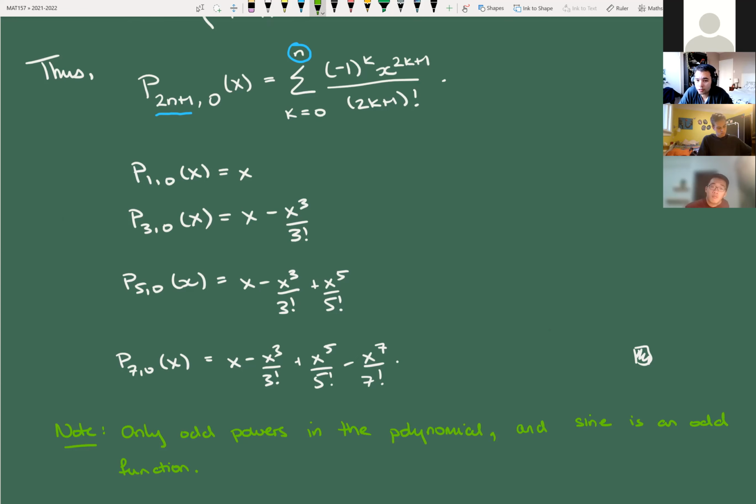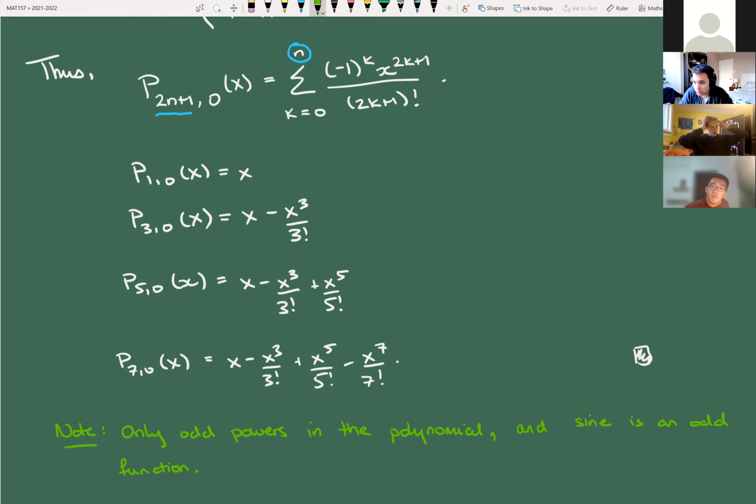So if you try cosine, you imagine cosine is very similar, right? Because again, it has exactly the same four-fold periodicity. And so it ends up being very easy to write down. In that case, what you'll find is that cosine only has even powers, and cosine is an even function.